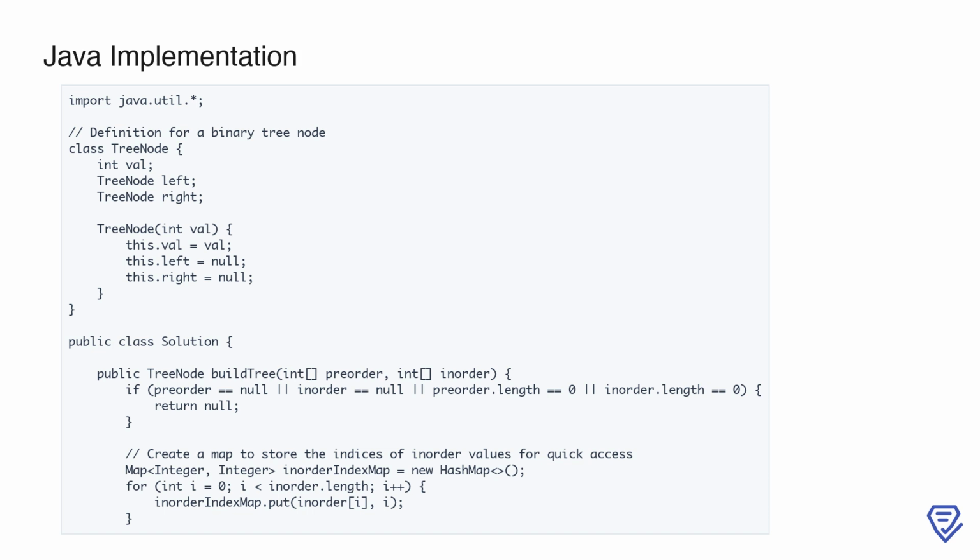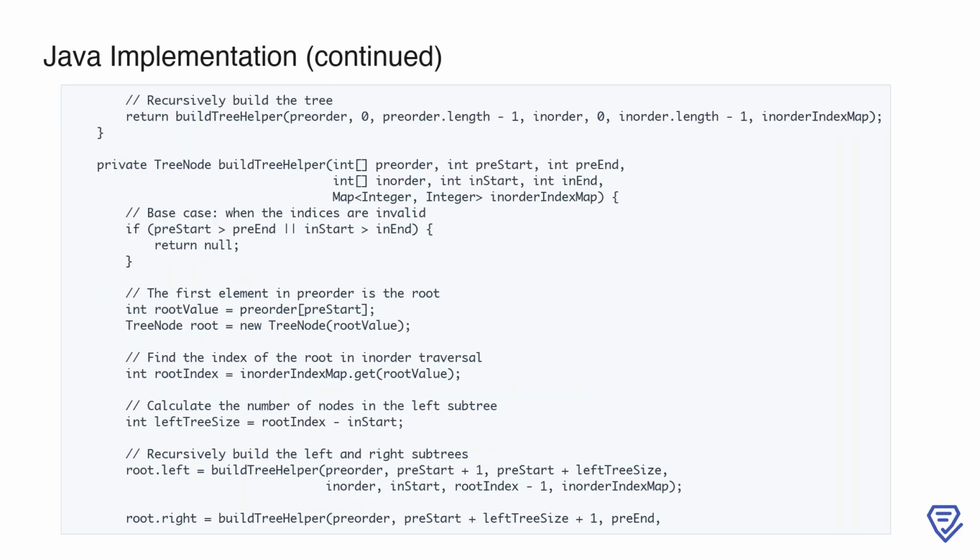This allows us to quickly determine the position of any value in the inorder array, which is crucial for dividing the tree into left and right subtrees. Next, we invoke a helper method named buildTreeHelper to construct the tree recursively. This method takes several arguments: the preorder and inorder arrays, their respective start and end indices, and the map we created earlier for quick lookups.